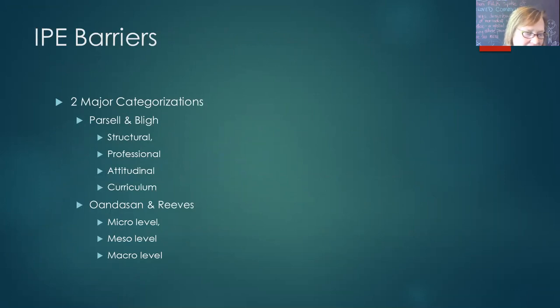At the middle level, that's where you're going to see things like administrative processes that may not support interprofessional education, or you might see a failure of leadership to see the value in implementing interprofessional education. And at the macro level, this is where you're going to see the largest level of barrier. And so that would be at that institutional level.